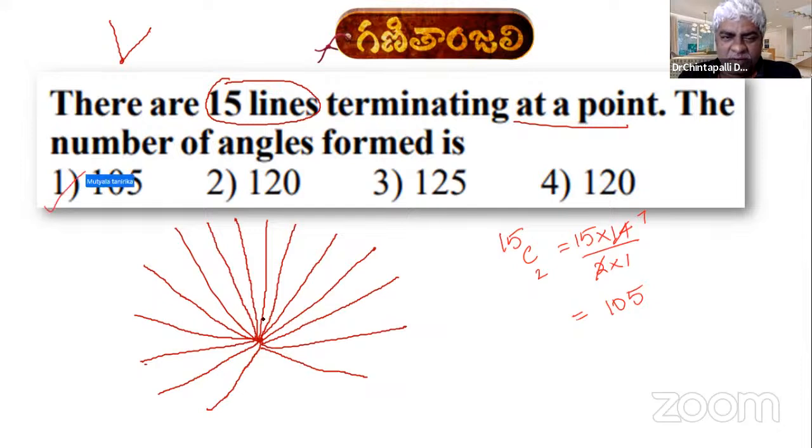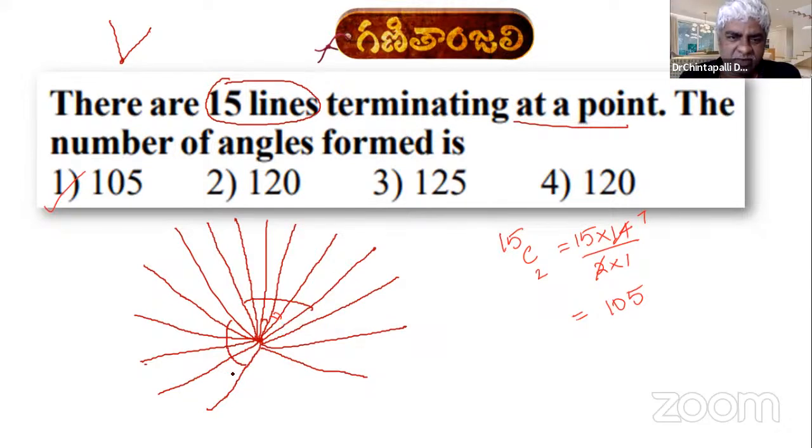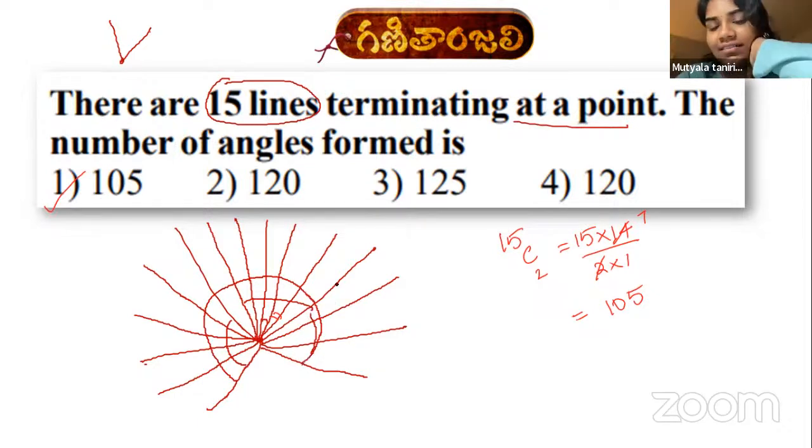Can you mark the angles? This is an angle, you know? Yes, sir. That's an angle. This is also an angle. This is an angle. Of course, this is also an angle. So totally how many angles are formed? 105 angles are formed. 15 times 14 by 2 times 1. Very good.